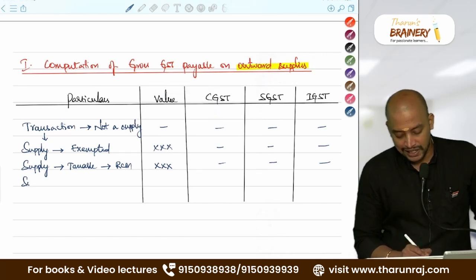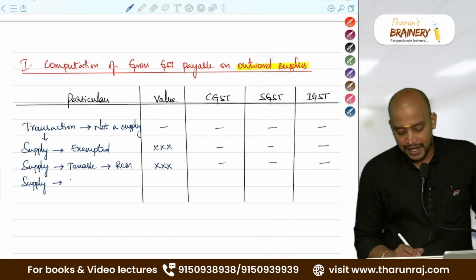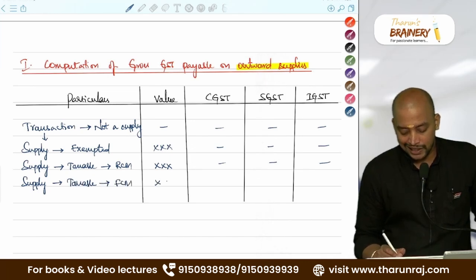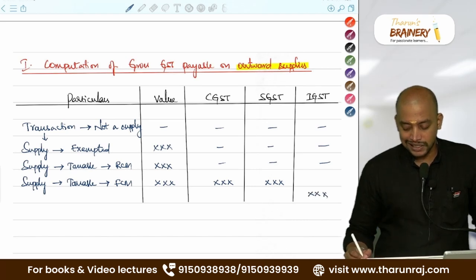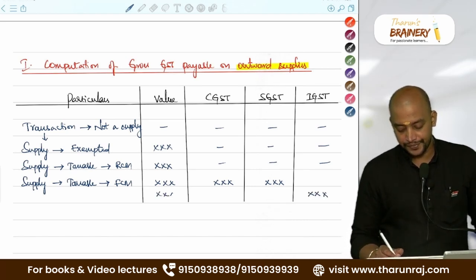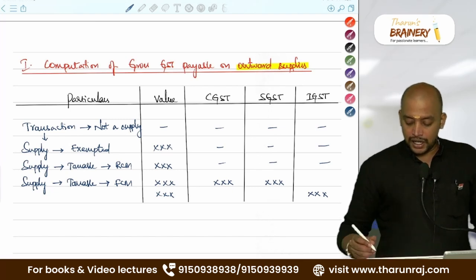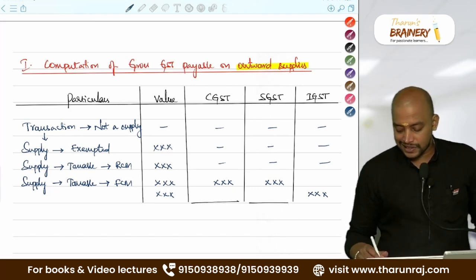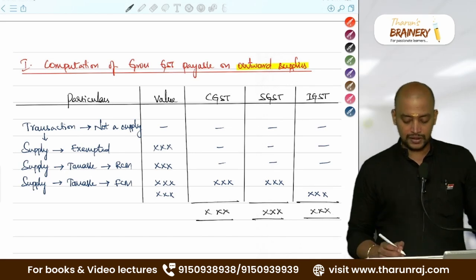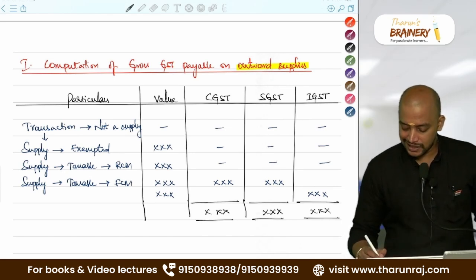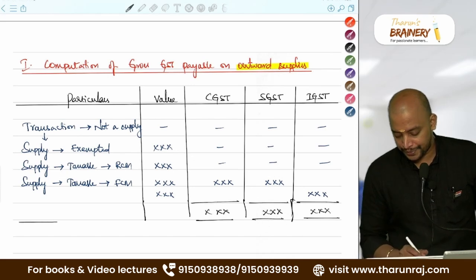Suppose it is supply, taxable under FCM, you take that and do the computation. Either CGST, SGST will come or IGST will come. And now you do the total of this, so that you will know what is your gross GST payable under FCM. So, you need to complete a table like this. That is the first thing that you need to do.